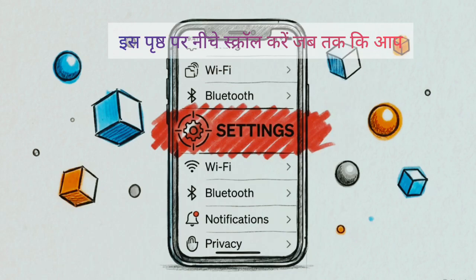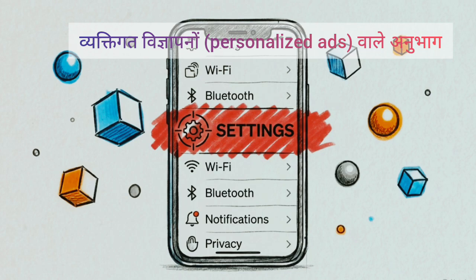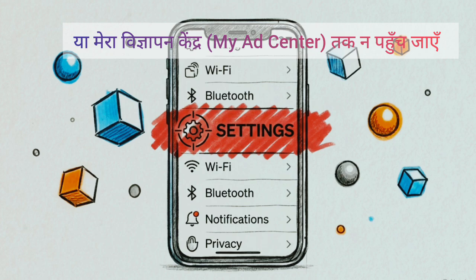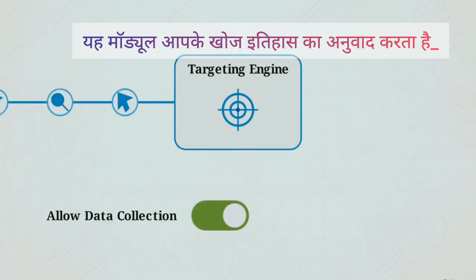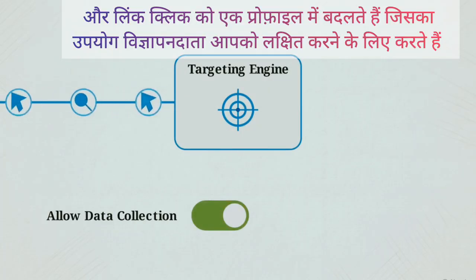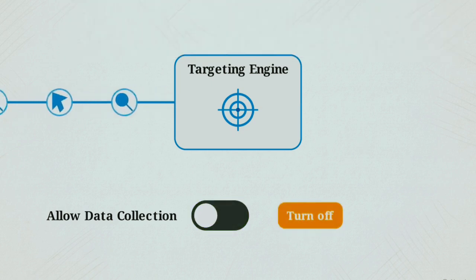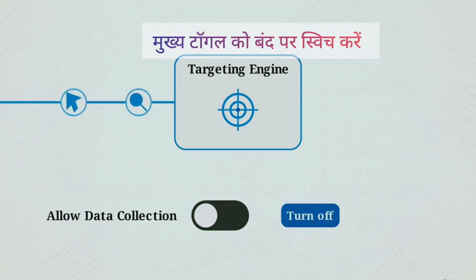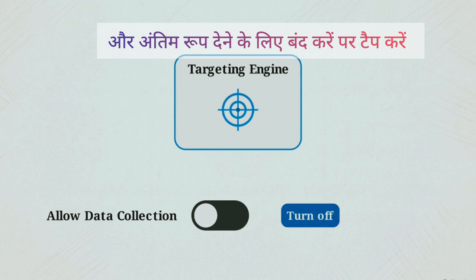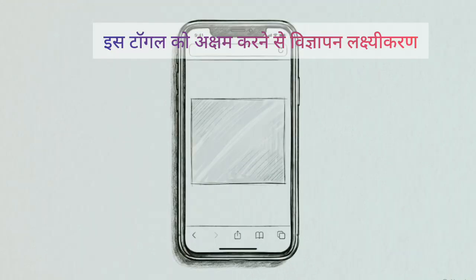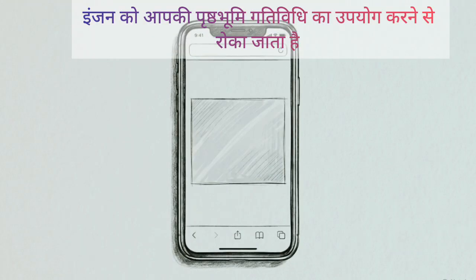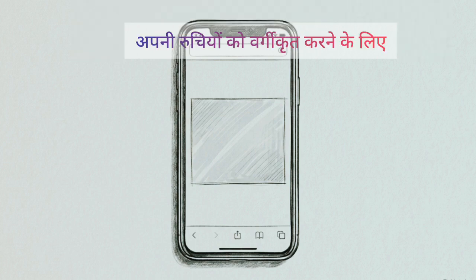Scroll down this page until you reach the section for Personalized Ads or My Ad Center. This module translates your search history and link clicks into a profile advertisers use to target you. Switch the main toggle to Off and tap Turn Off to finalize. Disabling this toggle prevents the ad targeting engine from using your background activity to categorize your interests.